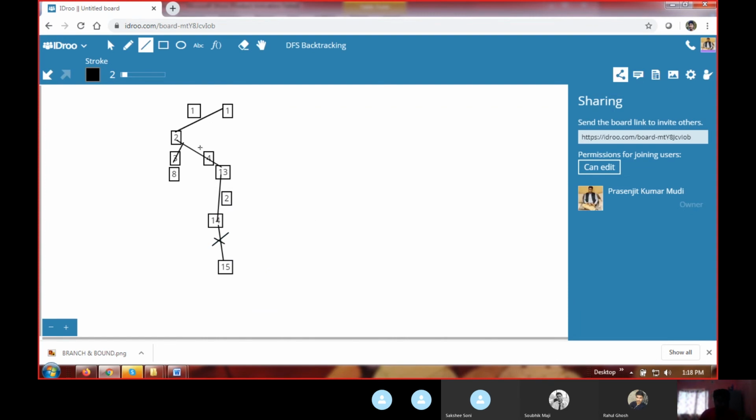I forgot to mention what backtracking is. Backtracking means, as this node is not possible, it will simply be deleted and we will come back up to this point, then back to this node, then back to this node, so that this node is further expanded. This is the meaning of backtracking.